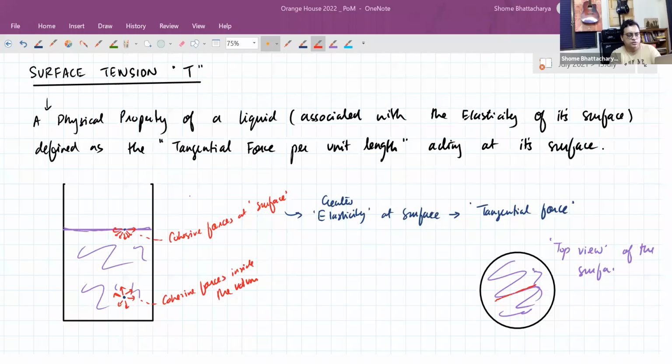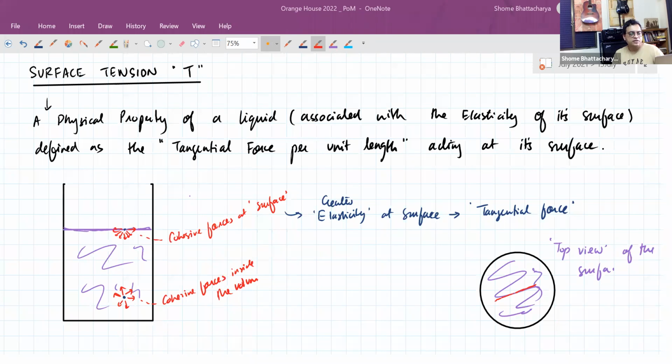Yeah, so we were talking about the definition of surface tension. So we saw that surface tension is a physical property of a liquid which is associated with the elasticity of its surface. And it is defined as the tangential force per unit length acting on its surface. Now, where does this tangential force come from? So to understand that, you compare the nature of cohesive forces acting on molecules at a surface as opposed to the cohesive forces acting on molecules which are inside the body of the liquid or inside the volume.